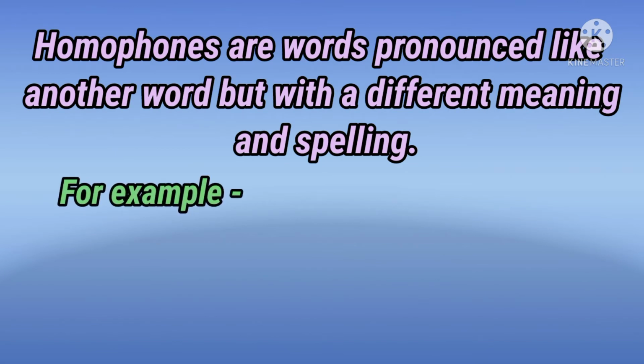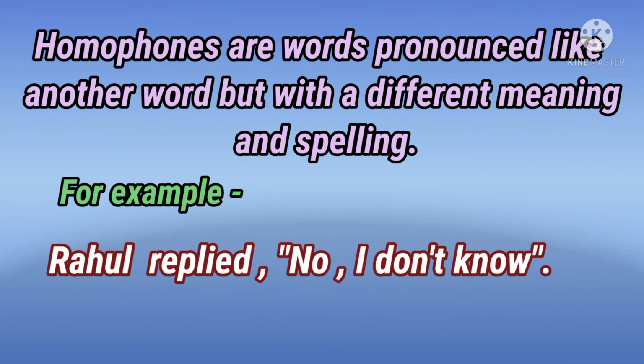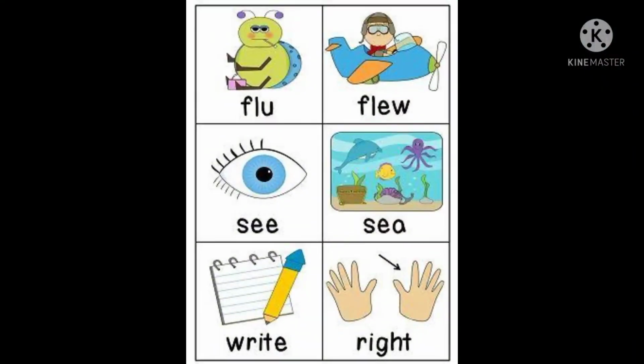For example, Rahul replied, "No, I don't know." Here first 'na' and second 'no', both are homophones with a different meaning. Now look at this picture. Flew. First 'flu' is a temperature, and next 'flew' means flying. See. First 'see' means to look, second 'sea' means ocean. Right. First 'write' means to write and second 'right' means the right side.